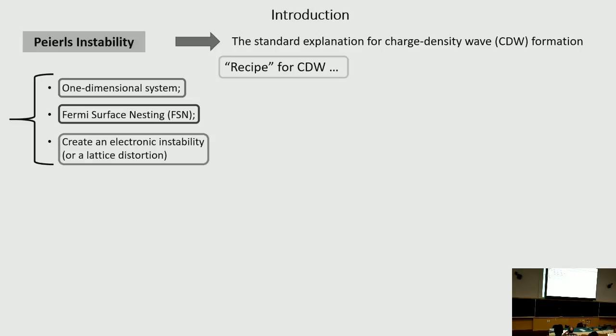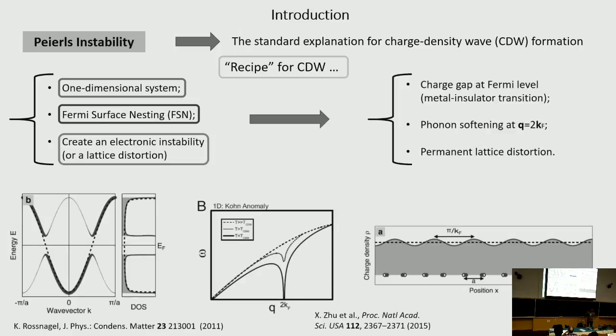And if you create an electronic instability or a lattice distortion, then as a result, you have a charge gap at the Fermi level. In other words, you have a metal-insulator transition. You have a phonon softening exactly for the wave vector equal to the nesting vector, or two times the Fermi wave vector, and you create a lattice distortion. Basically, this is what the Peierls instability says.